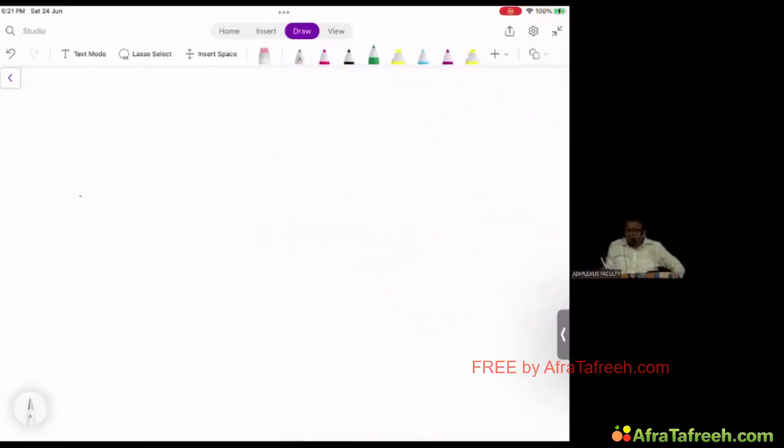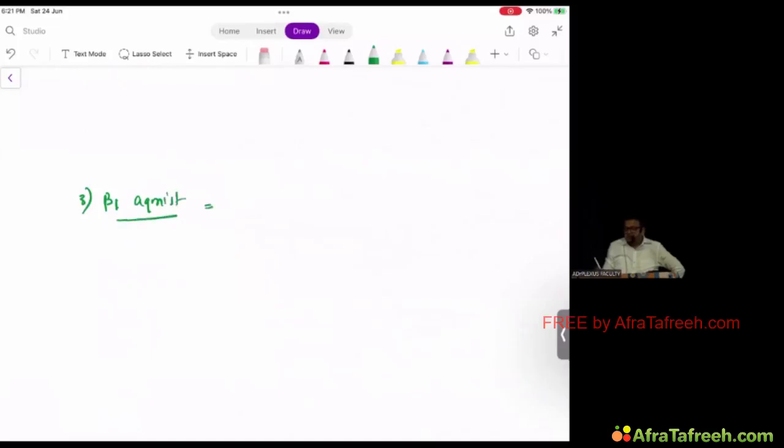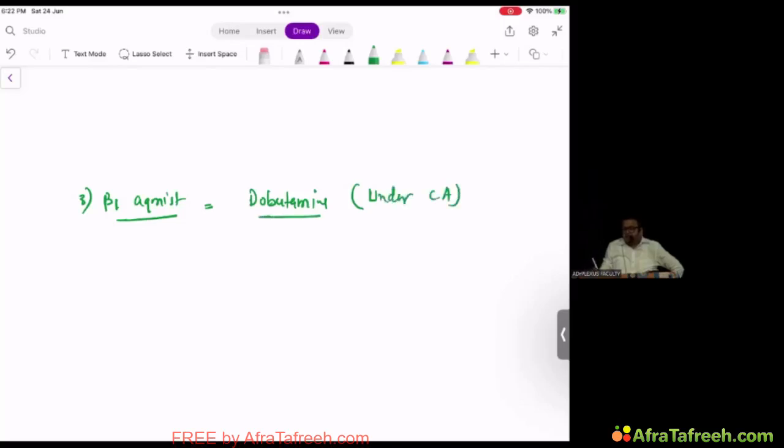Now come to beta-1 agonists. Alpha-1, alpha-2 we have done. Beta-1 agonist, you have already done dobutamine. It was done under catecholamines. There is no other beta-1 agonist that we need to study.